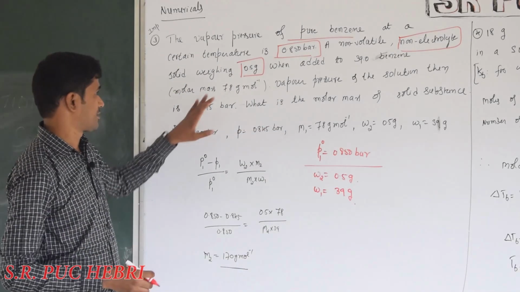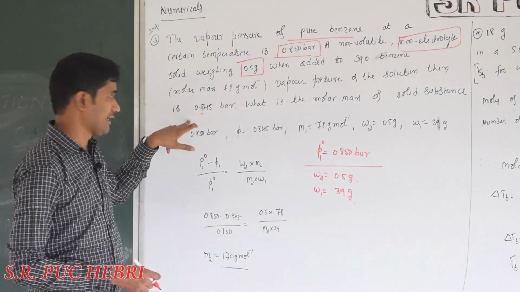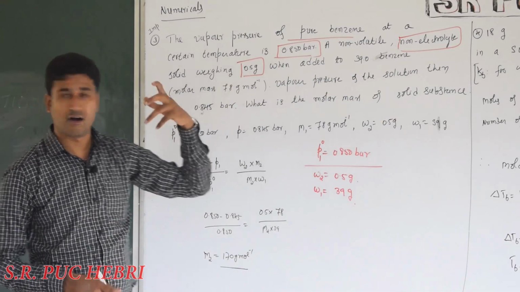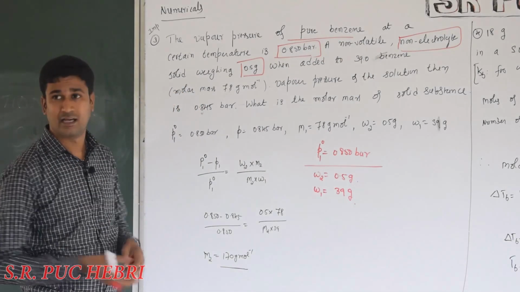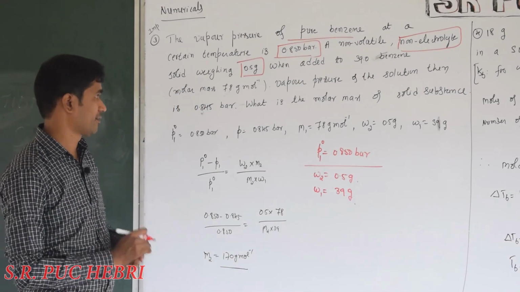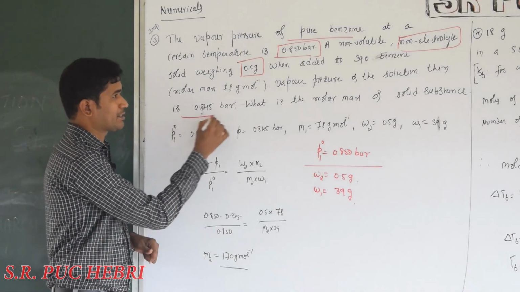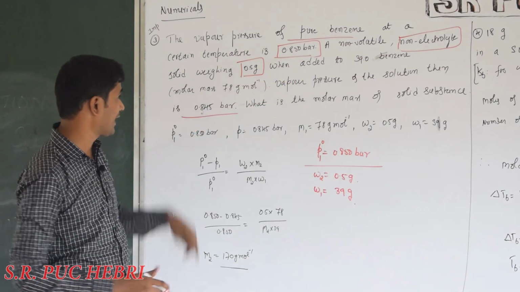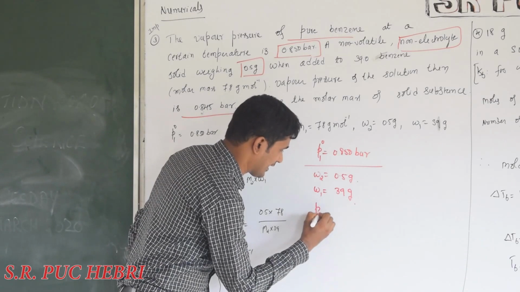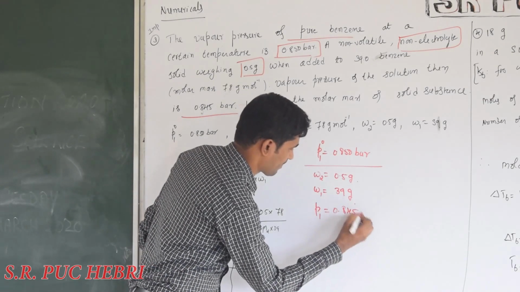So now what happens? Vapor pressure of the solution then decreases. When you add non-volatile, non-electrolytic solute to any solvent, the vapor pressure decreases. So they have given the decrease in vapor pressure. The vapor pressure of the solution after the addition of solute is 0.845 bar, which we take as P1, that is equal to 0.845 bar.